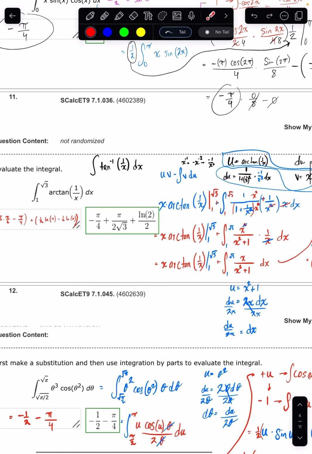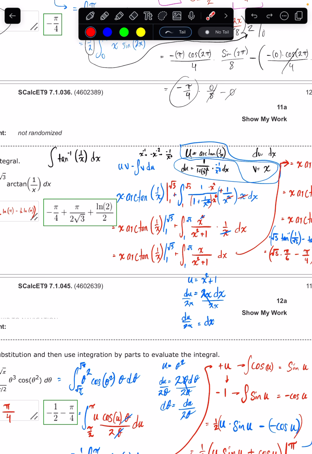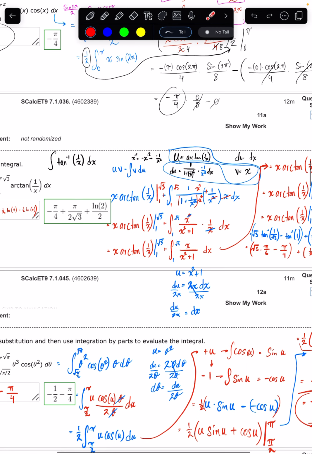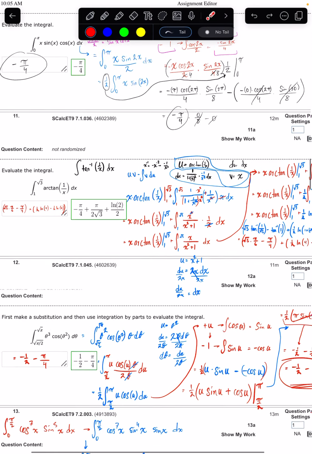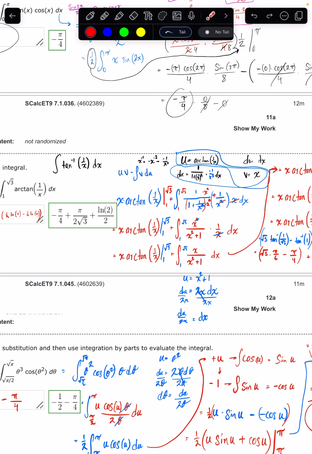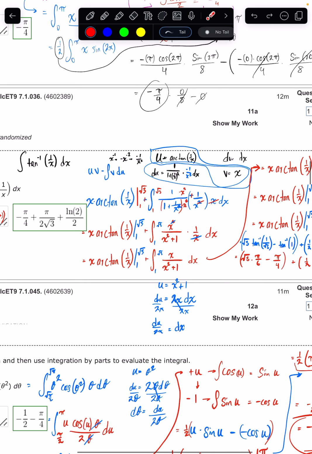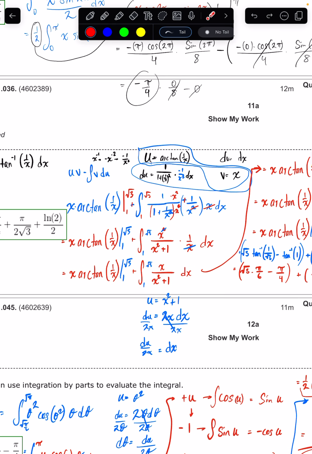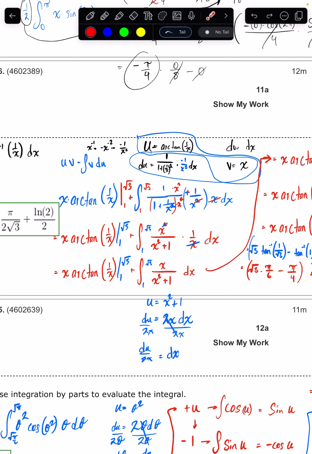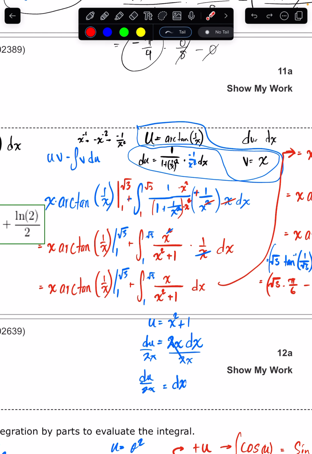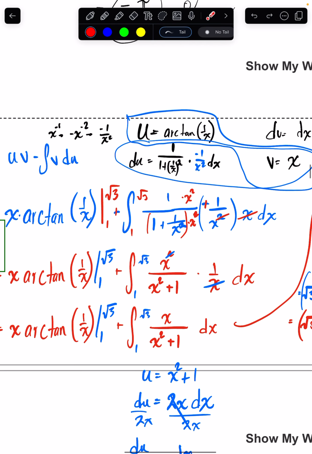So first, I just rewrote it as arctan of 1 over x, and I used the, I forgot what it's called, honestly. Integration by parts, which is uv minus integral v du, right? So I made u arctan of 1 over x, and the derivative of arctan is 1 over 1 plus x squared, and since our x value here is 1 over x, the same applies here.